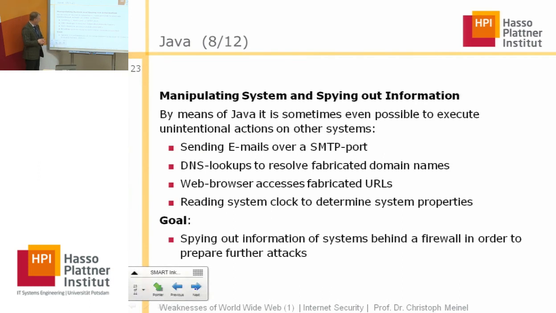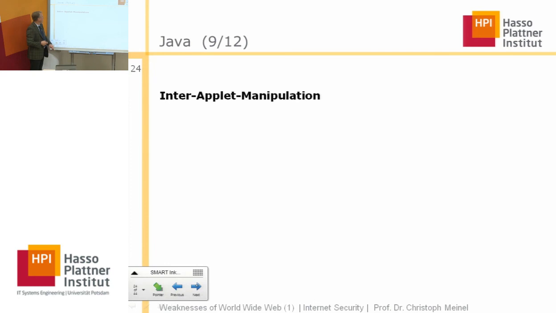The goal in any case is to spy out information of the systems behind a firewall. Typically, this is the first step of a break-in attack. So the information gathered in this way, for example, sent by email to the attacker's system, helps to prepare a future attack, for example, a future break-in.